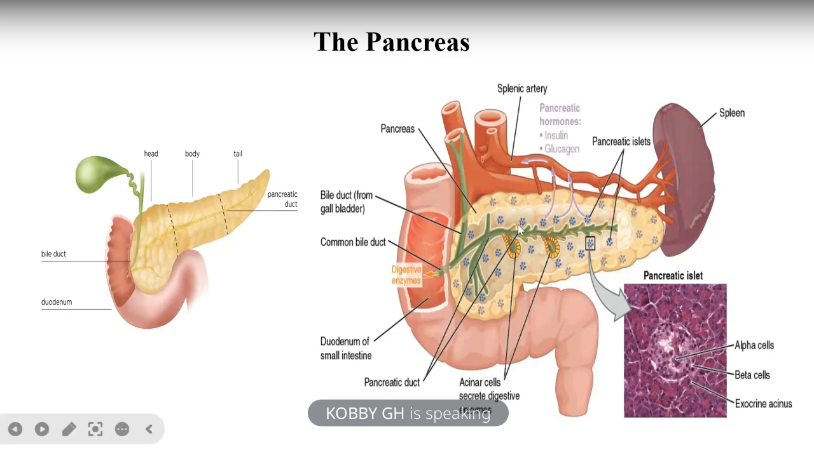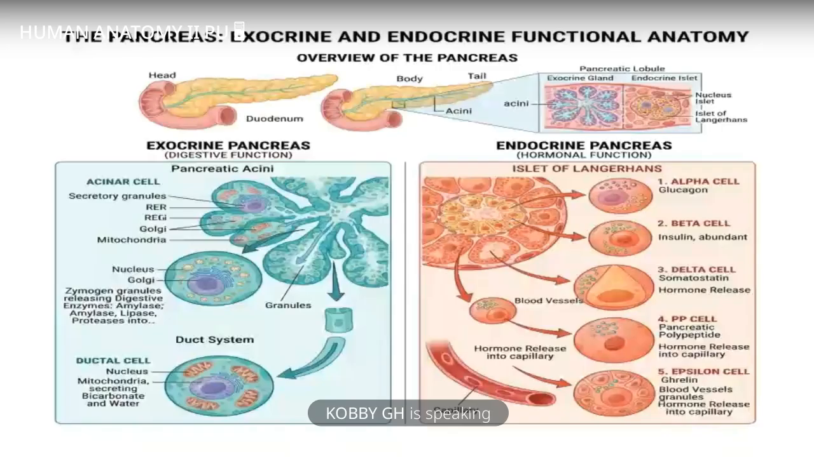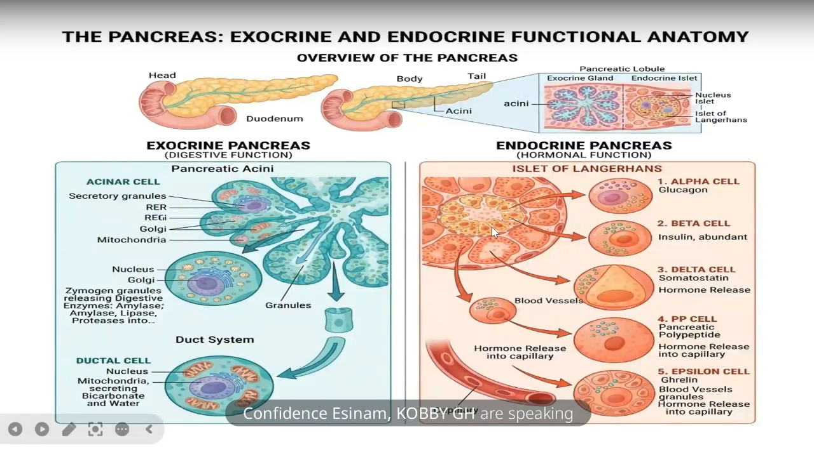Okay, let's go quickly to the pancreas. When you enter the endocrine pancreas, we have these cells there. The endocrine pancreas, we also call them the islets of Langerhans. In the pancreas, you have the endocrine pancreas and the exocrine pancreas.